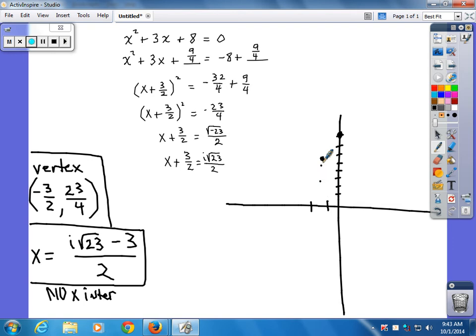And a is positive, so that means it's opening which way? Up. And of course you can do your domain and range. Domain is what? All real numbers. Range is 23 fourths to infinity. Decreasing is negative infinity to negative 3 halves. Increasing is negative 3 halves to positive infinity. Line of symmetry is x is equal to negative 3 halves.